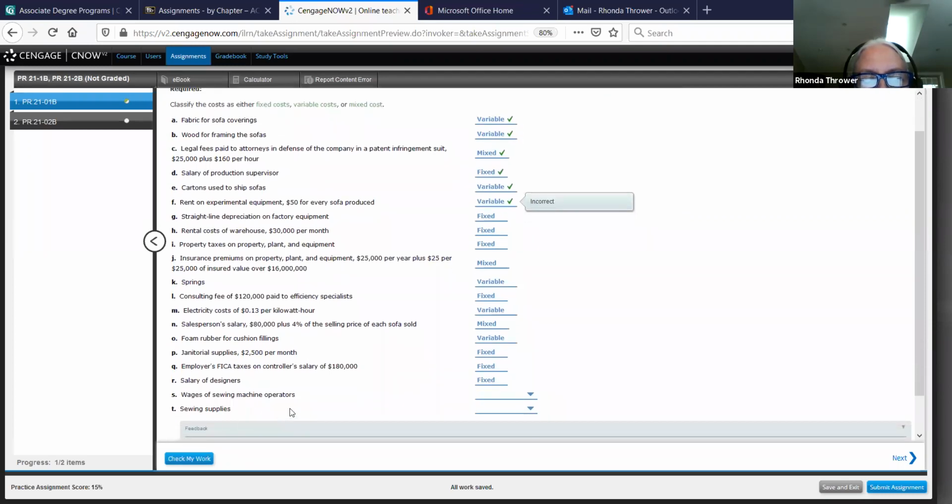The wages of sewing machine operators will be a variable cost. It depends on how many hours the sewing machine operators work. Wages and salary are two different things. Wages is an hourly amount. So this is an example of a variable cost. Sewing supplies depends on how many fabric sofas that you are sewing up. So this is an example of a variable cost.